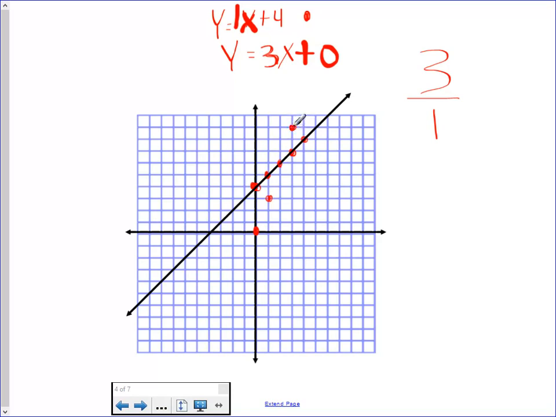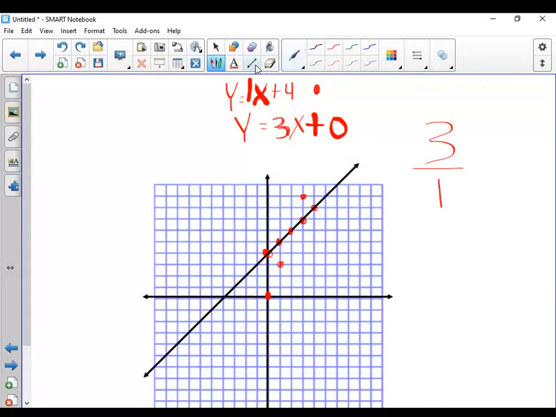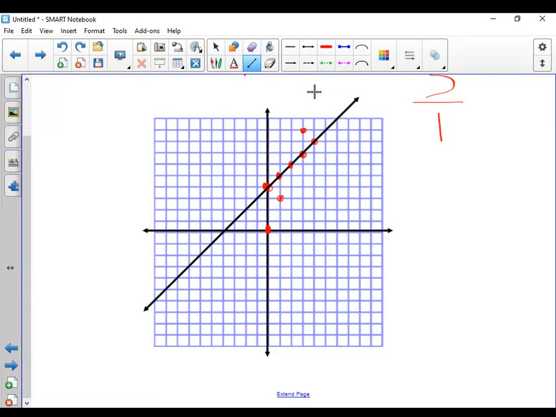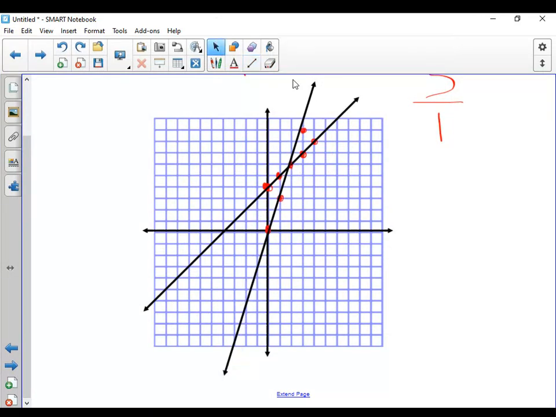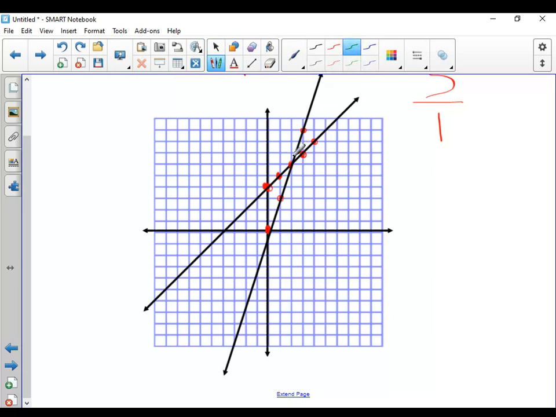I'm going to connect my points with my line. Missed it again. Scoot it over a little bit. And you can see where these 2 points cross each other right here. What is that point where they cross? How far over do you have to go? How far up do you have to go? 6. Perfect.